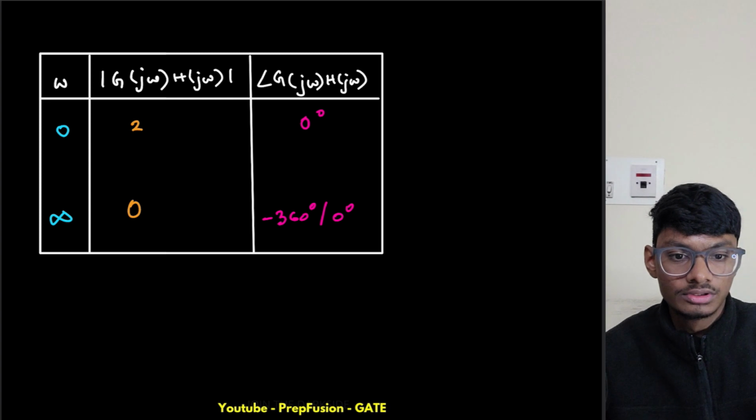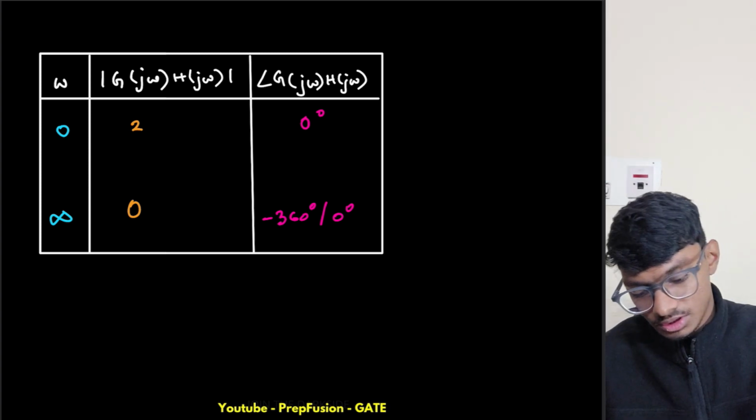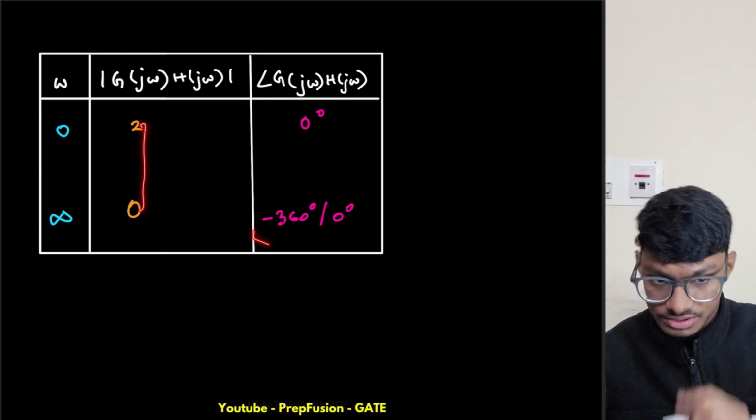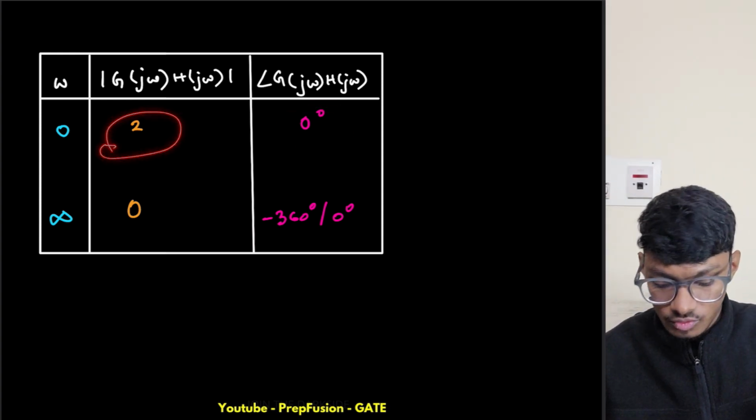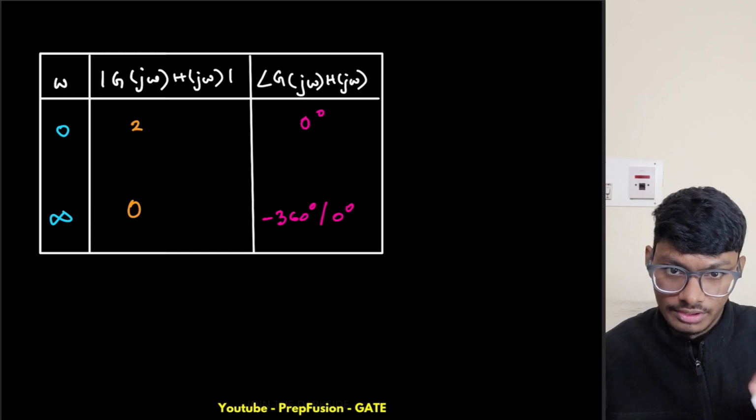understand how the plot will look. What will happen is the magnitude is reducing, that we can understand, and it will start from the positive real axis at the value 2, then it will keep on reducing.